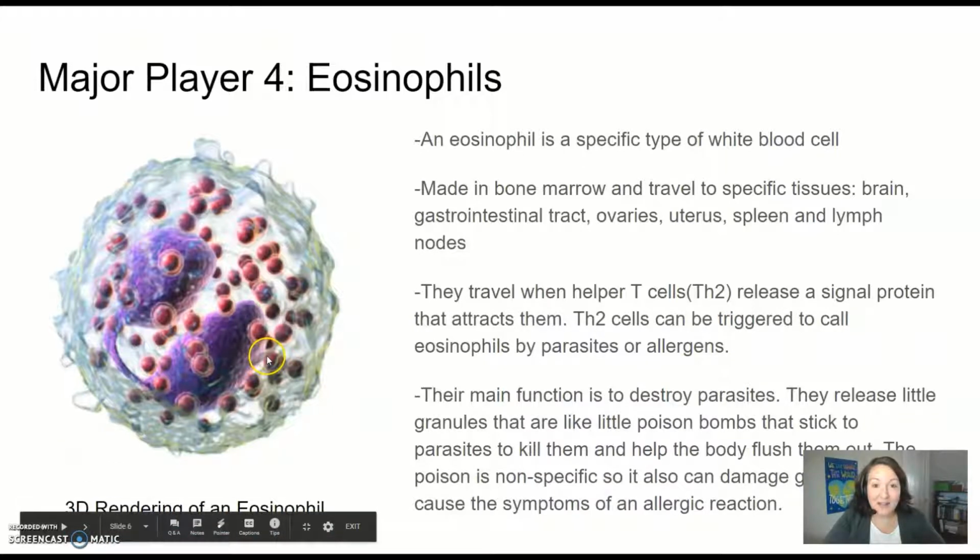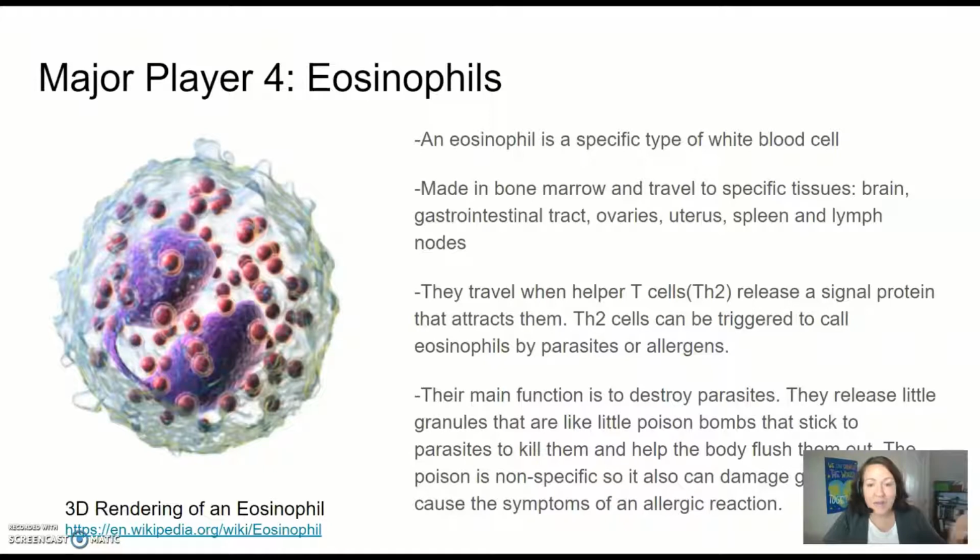So those little poison granules that pop in your gut, for example, if you had bad water that had a parasite in it, that would possibly cause you to have stomach pain, diarrhea, things like that, and that's your body's way of pushing that parasite out of your body because it's not supposed to be there. So it's like, get out, man, get out. So that's kind of what eosinophils do, which is a really cool function.